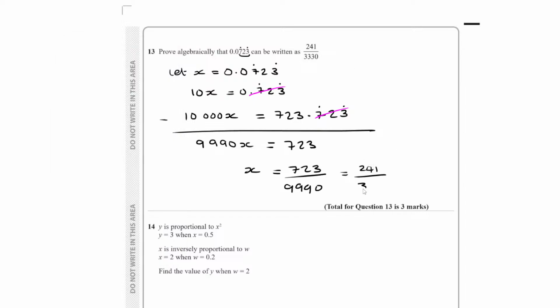241 over 3,330. And the reason why that's proven it is because originally we said let x equal the decimal. And then at the end we've got x is also in this format of the fraction. So they must be the same thing. They must be both equal to each other.